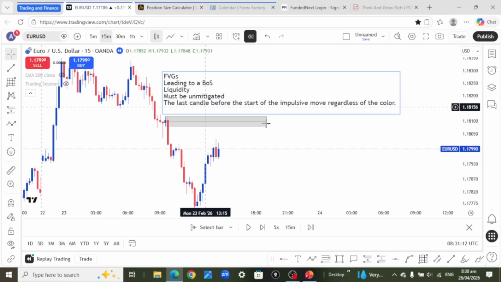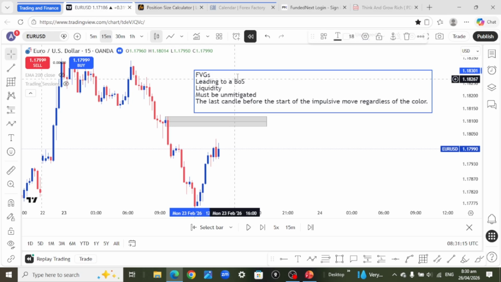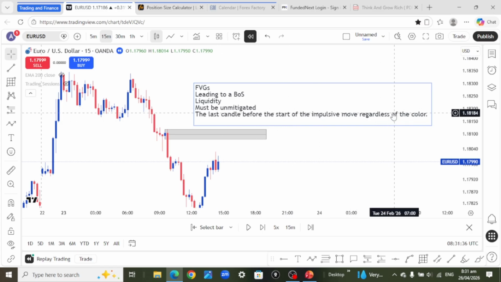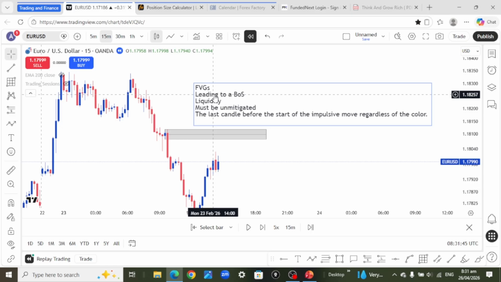As you can see, these are the conditions we are looking at to mark an order block. We look for a supply and a demand zone, and we look for fair value gaps. It must lead to a break of structure. It must have liquidity. It must be unmitigated, that is, it must not be tapped in yet. It's only for first time use. And we mark the last candle before the impulsive move, regardless of the candle. The candle can be blue, it can be red, but we mark it before the massive move, and it must lead to a break of structure. It must have a fair value gap, and it must be unmitigated.